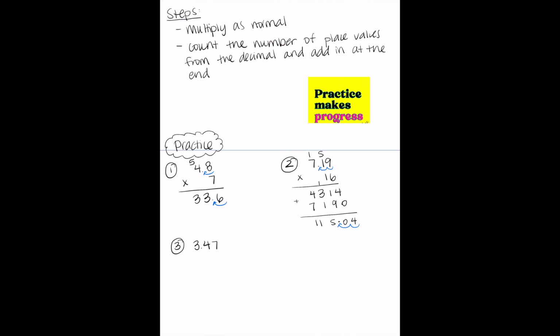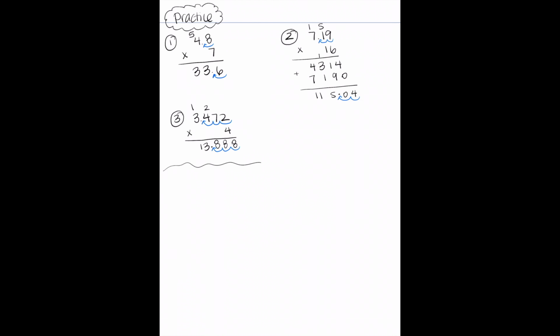For number 3, we're going to have 3.472 times 4. We know that 2 times 4 gives me 8, 7 times 4 gives me 28, carry the 2, 4 times 4 is 16, plus 2 is 18, carry the 1, and 4 times 3 is 12, plus 1 gives me 13. Now we're going to look. The 3.472 has 3 place values, so we would add in 3 into our answer as well. So we would get 13.888 for number 3.